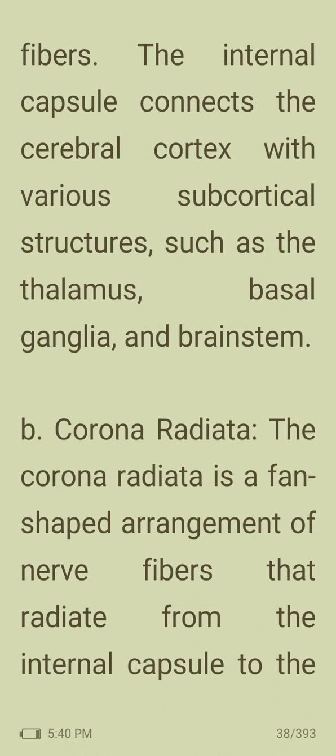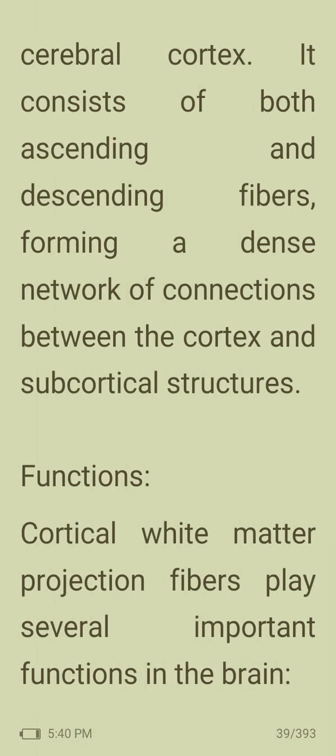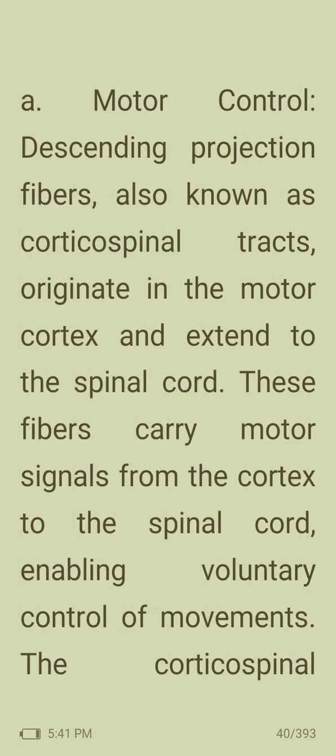Then, corona radiata. The corona radiata is a fan-shaped arrangement of nerve fibers that radiate from the internal capsule to the cerebral cortex. It consists of both ascending and descending fibers, forming a dense network of connections between the cortex and subcortical structures. Cortical white matter projection fibers play several important functions in the brain, like motor control.